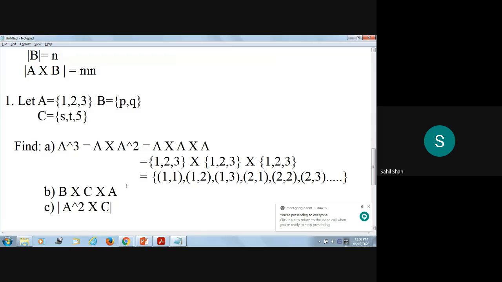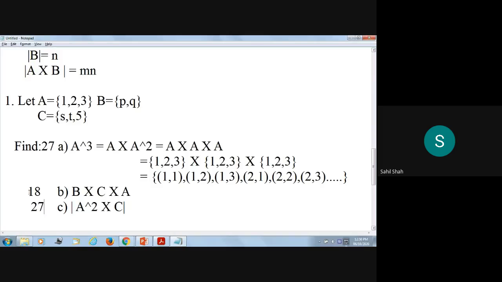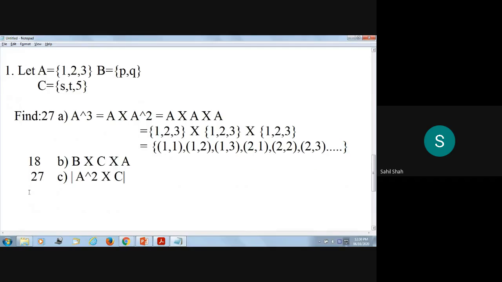So how many pairs will I have in B cross C cross A? Let me check for B cross C. It will be m times n, so 2 times 3 is 6, and 6 times 3 is 18. So for B, you should get 18. For A, you should get 27 pairs. And for C, 9 times 3 is again 27. So you can take this as an exercise and go on solving.